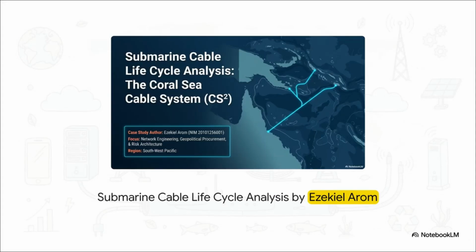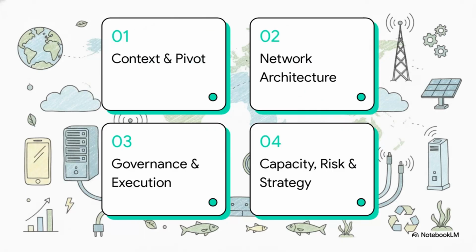Today, we're deconstructing the Coral Sea Cable System, which is commonly known in the industry as CS2. For this defense, my analysis rests on three core pillars: network engineering, geopolitical procurement, and risk architecture. And we're looking at all of this within the context of the increasingly strategic Southwest Pacific region. It's like a giant puzzle, and we're going to put the pieces together. Okay, let's dive right into this.